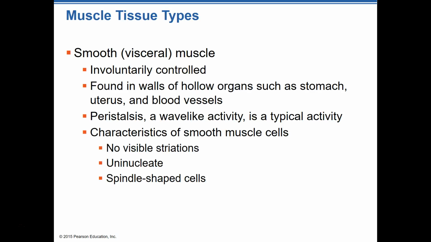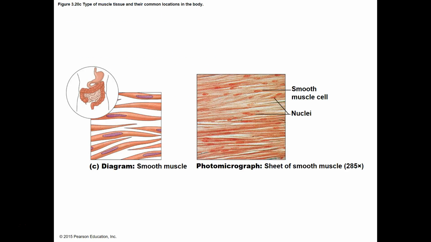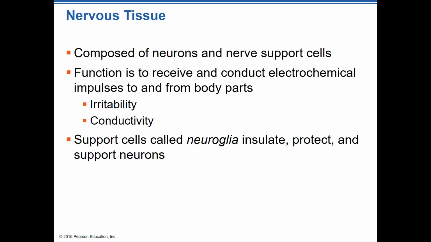We find these in the digestive tract, which moves food along our tract, and also in our blood vessels. The walls of our blood vessels can be responsible for causing us high blood pressure and those types of things, but we can't control that. It's smooth muscle because there are no striations on it.